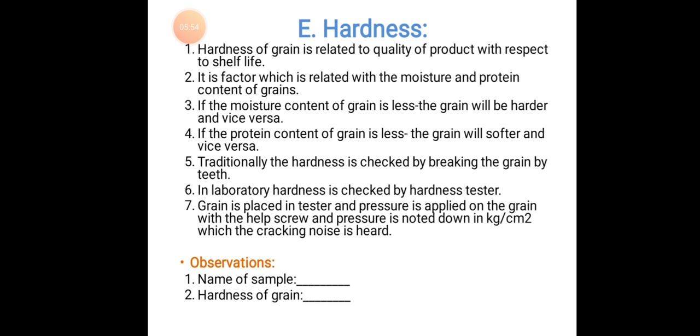If the protein content of grain is less, the grain will be softer and vice versa. Traditionally, the hardness is checked by breaking the grain with teeth. In the laboratory, hardness is checked by a hardness tester. Grain is placed in the tester and pressure is applied on the grain with the help of a screw, and the pressure is noted down in kg per centimeter when the cracking noise is heard. Observations: name of sample, hardness of the grain.